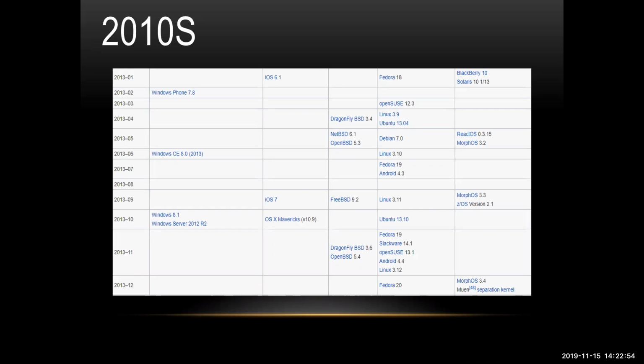April, we had the Dragonfly BSD 3.4, Linux 3.9, and Ubuntu 13.04. Then May, we had the NetBSD 6.1, and then OpenBSD 5.3. We also had the Debian 7.0 and ReactOS 0.3.15.